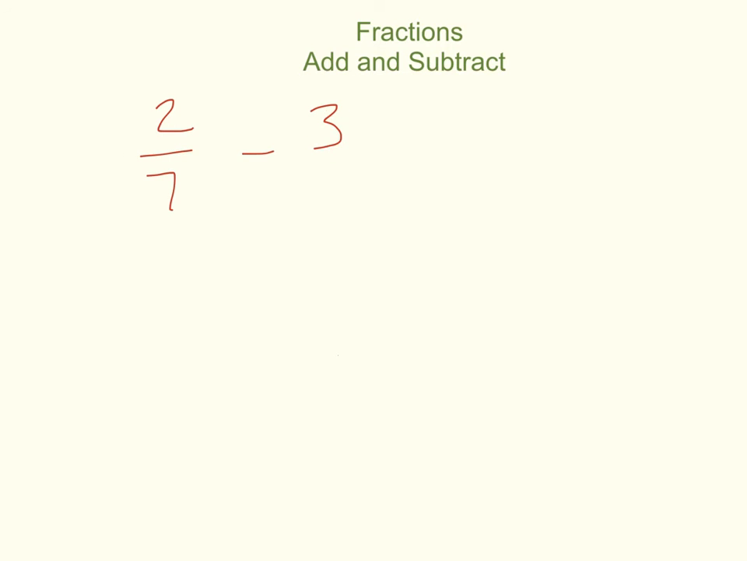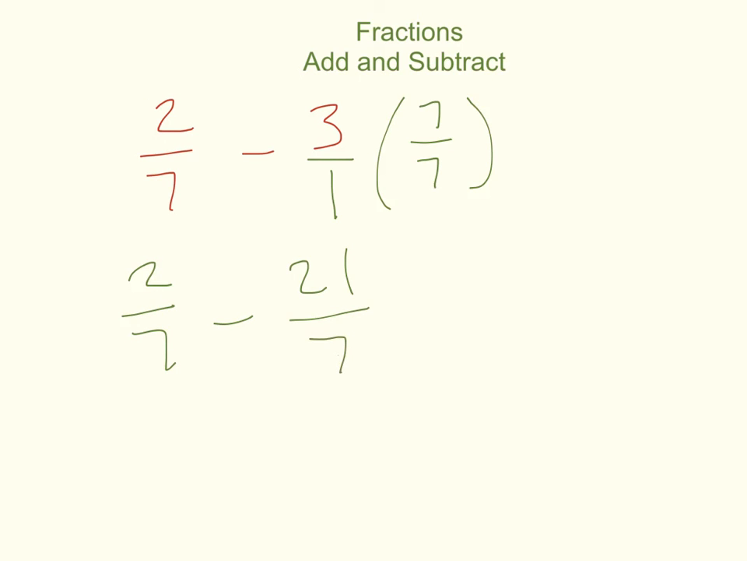Everything we've been doing is trying to find a common denominator. So we're still going to try to find a common denominator, but the first thing we have to do is make this 3 a fraction. To do that, all you have to do is put it over 1, because every number is technically over 1. So now we have it as a fraction. Now this is actually going to be a pretty easy problem, because we can just say 7 over 7, and 7 is going to be our common denominator. So we say 2/7 minus 21 over 7.